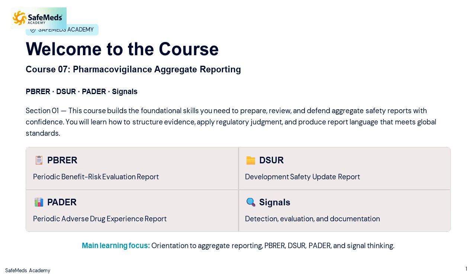I'm thrilled to have you here for Course 07, Pharmacovigilance Aggregate Reporting. This course is all about the foundational skills you'll need to confidently prepare, review, and defend aggregate safety reports, specifically PBRERs, SURs, and PADERs. We'll also dive deep into signal detection and evaluation. In this very first section, we're going to set the stage, giving you a solid orientation to aggregate reporting and the mindset you need to succeed.